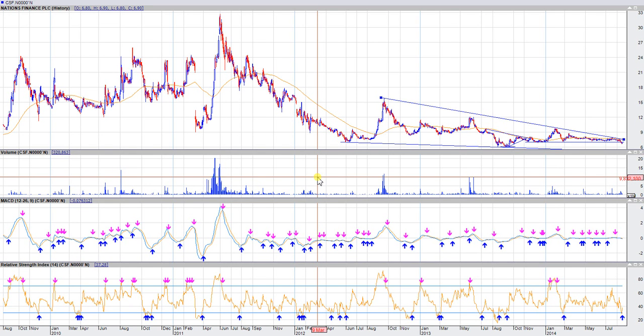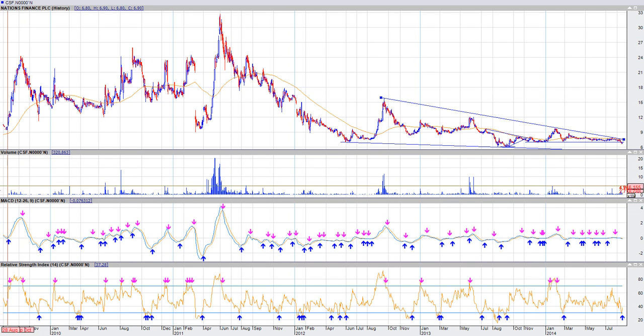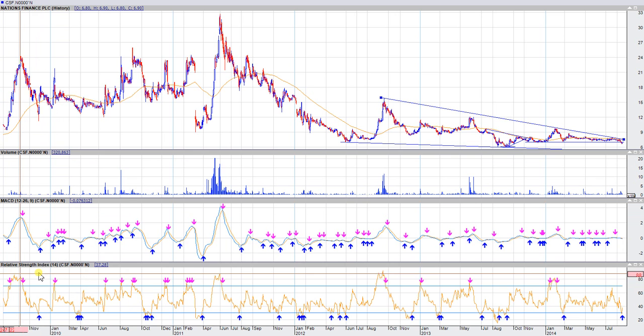As promised, I'm going to do the analytics for Nation Finance PLC or CSF. You're looking at the chart here for the 5-year history with the standard indicators: volume, MACD and relative strength. You can see here the volume, the MACD and the relative strength.